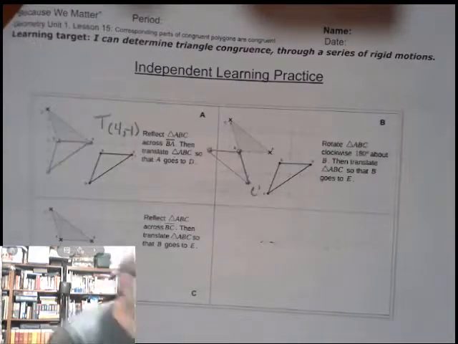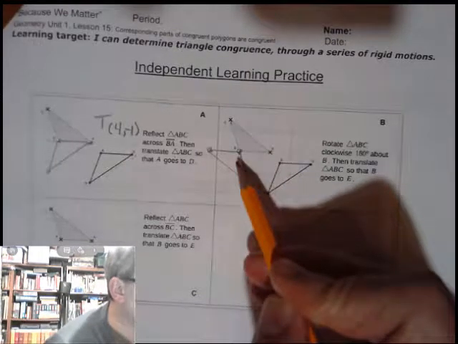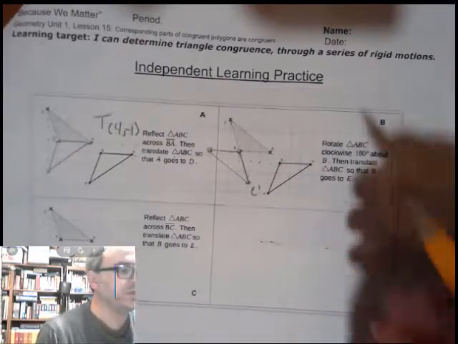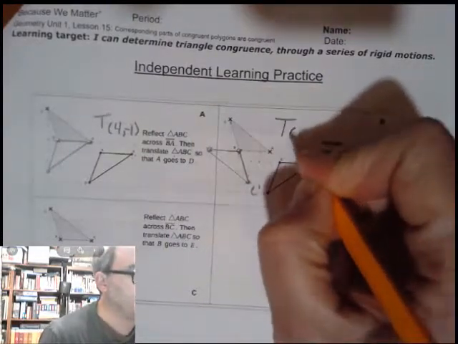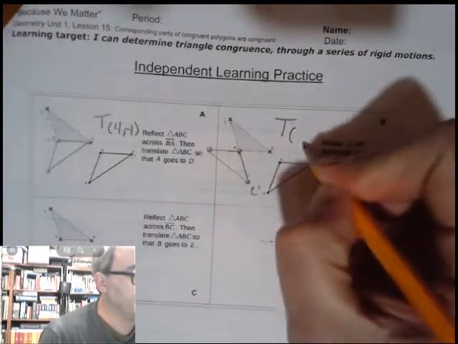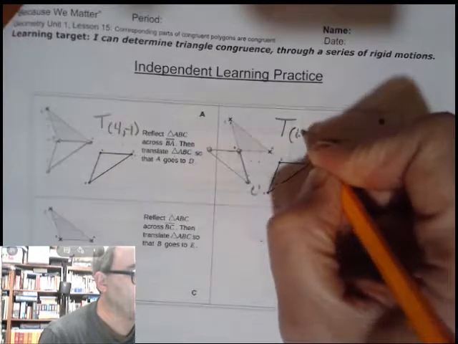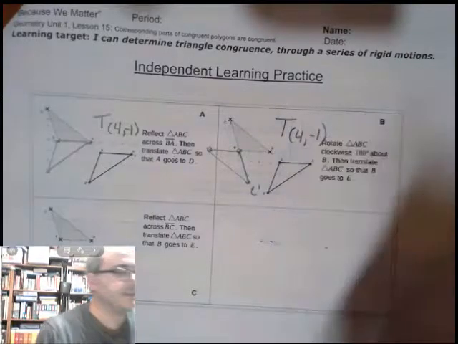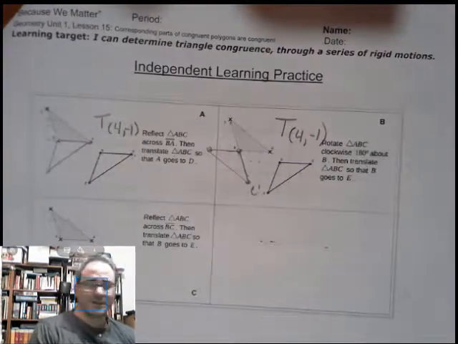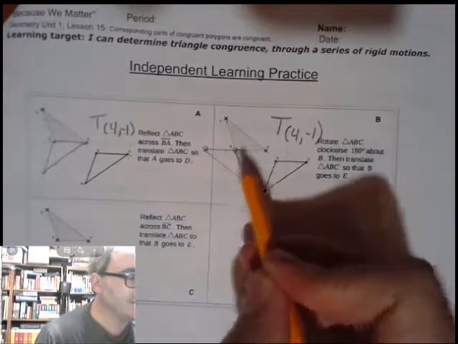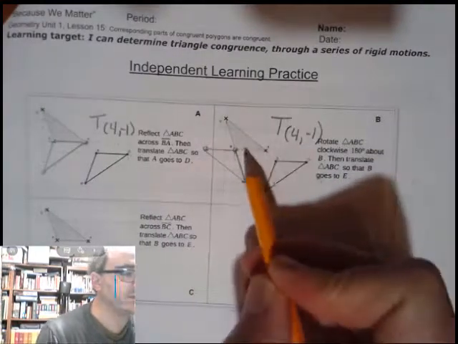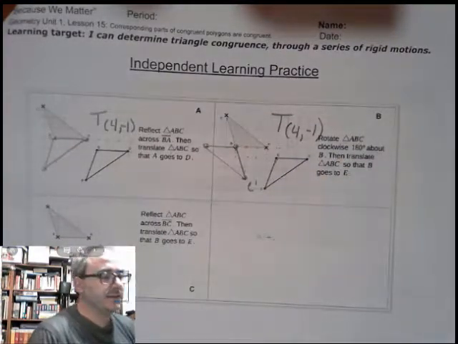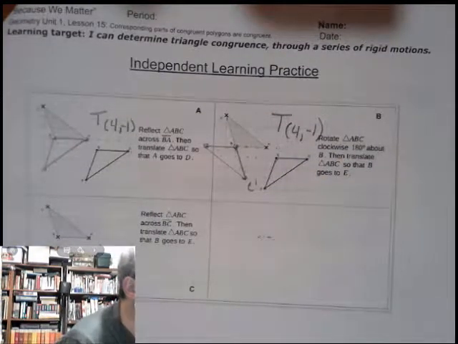So to translate B to E, I need to go down 1. I need to go over 1, 2, 3, 4. Oh, it's the same one. So translate T. Let's see, I need to go to the right 4. So x is going to be added 4, down 1. So it's the same translation as we saw last time. Over 4, down 1. 1, 2, 3, 4, down 1. All right, there it is.